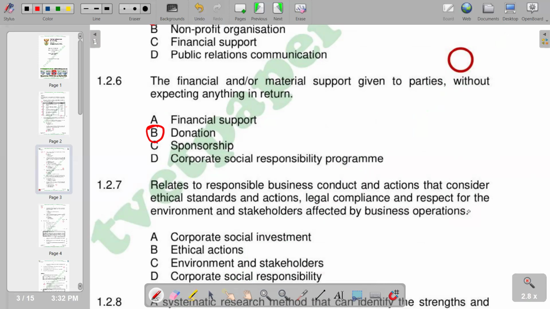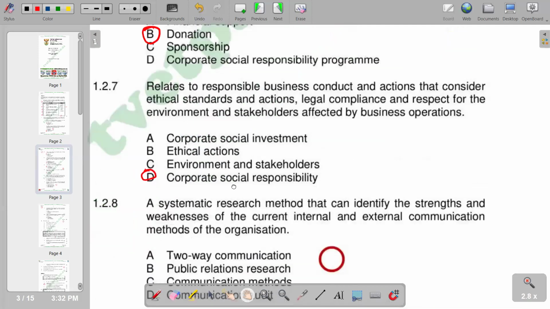Then you go to number 7, which relates to responsible business conduct and actions that consider ethical standards, legal compliance and respect for the environment and stakeholders affected by business operations. Of course, we've got corporate social investments, ethical actions, environmental and development and stakeholders. Then we've got corporate social responsibility. So the most appropriate one is corporate social responsibility, which we have as D.